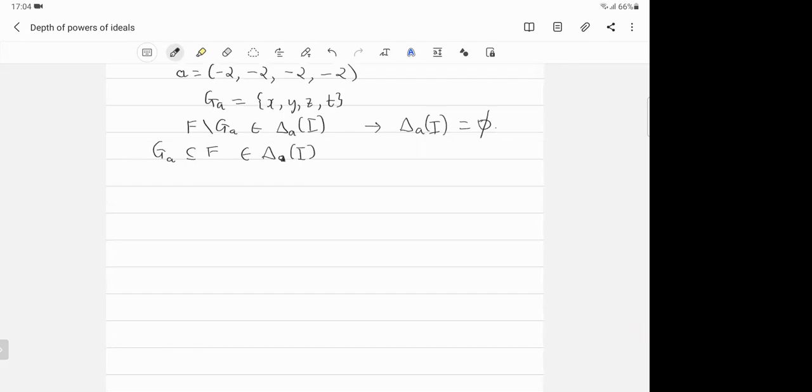So maybe we can compare. We can try to use Takayama.